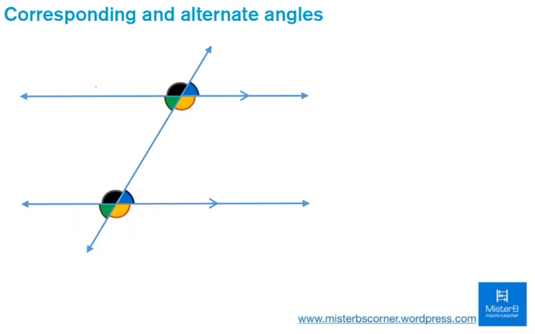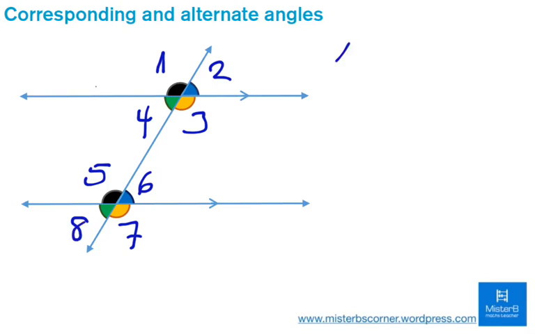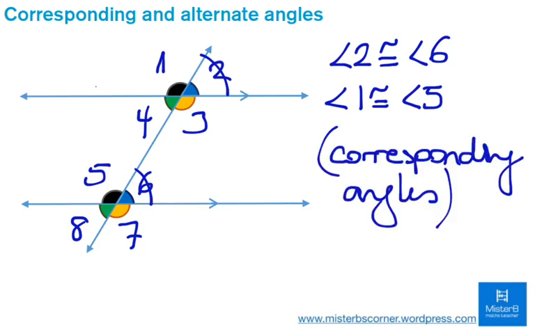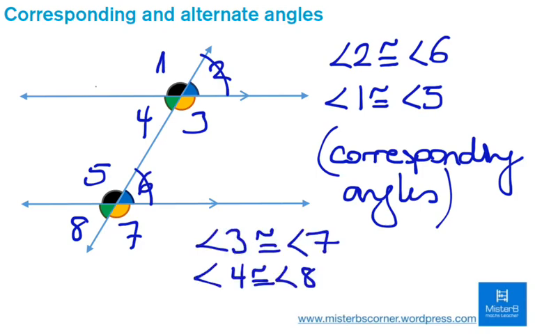So if those angles are numbered as 1, 2, 3, 4, and here 5, 6, 7, 8, then I could easily say angle 2 is the same as angle 6. They have the same color code in here, right? I can say angle 1 is the same as angle 5. Why? The reason is that they are corresponding angles. And all other angle pairs follow: angle 3 is the same as angle 7 and angle 4 is the same as angle 8, because they're corresponding angles.